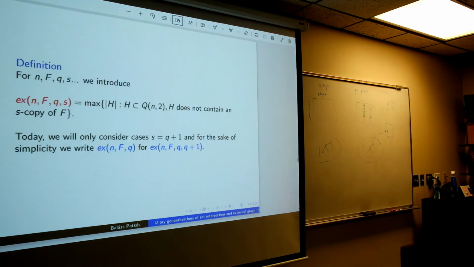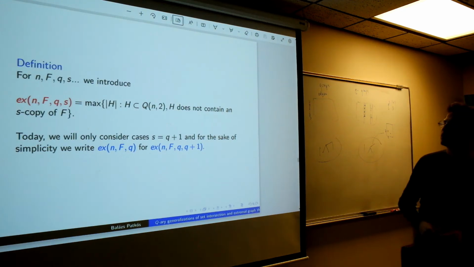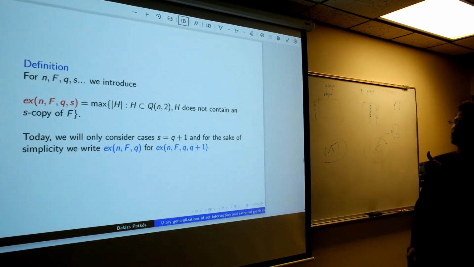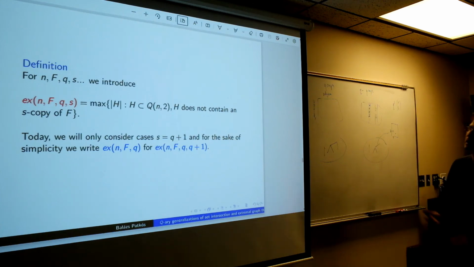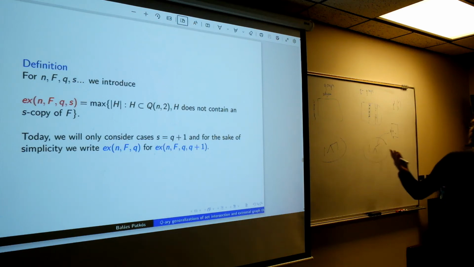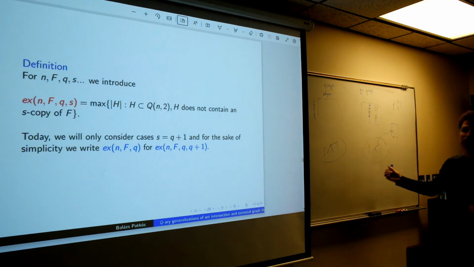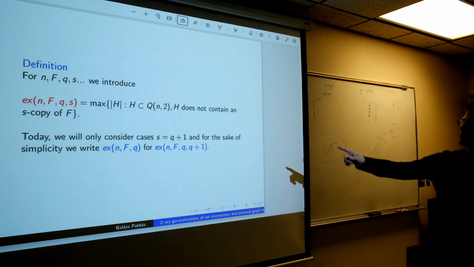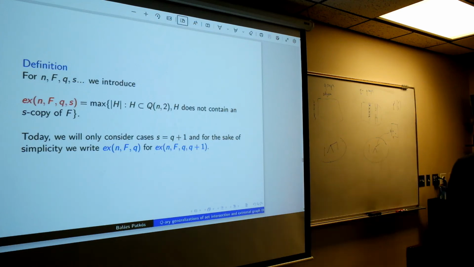Okay, definition doesn't matter. And so the extremal number is going to be, so I'm given n, the number of vertices, or the length of the vectors I consider, the forbidden graph F, Q and S, and then the question is how many Q edges can I have of length n, such that in this sense of containment of an ordinary graph, we do not have F as a subgraph. And all the theorems I'm going to talk about are for the special case when S equals exactly Q plus 1. So just one larger than the largest possible entry.